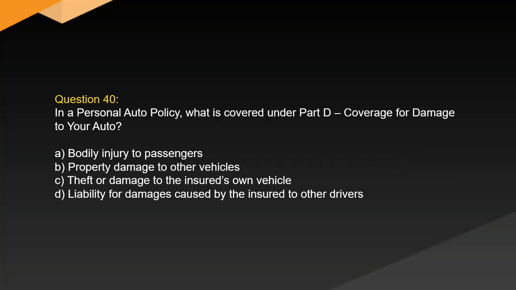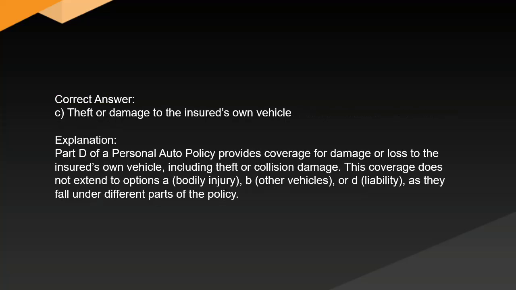Question 40. In a personal auto policy, what is covered under Part D? Coverage for damage to your auto. A. Bodily injury to passengers. B. Property damage to other vehicles. C. Theft or damage to the insured's own vehicle. D. Liability for damages caused by the insured to other drivers.